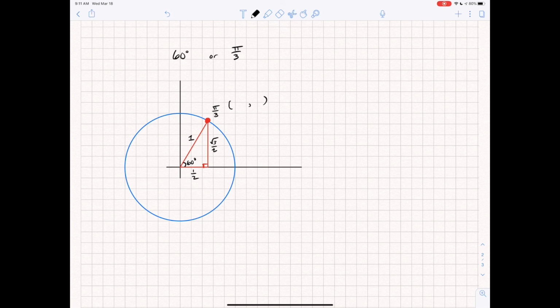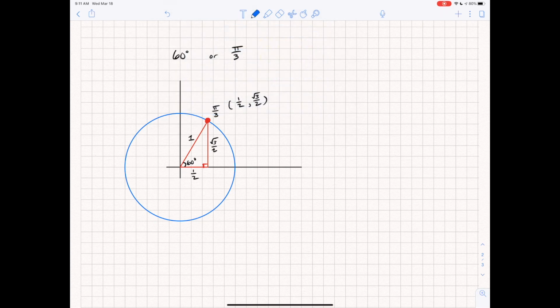And so my x-coordinate is how far to the right we're traveling, which is 1/2. And then how far up would be my y-coordinate, which is radical 3 over 2. And now I have my terminal point for pi over 3 on the unit circle. Again, highlighting why this is so important.